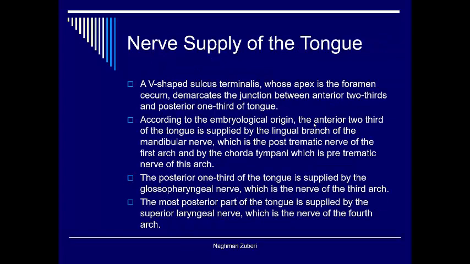Nerve supply of the tongue. A V-shaped sulcus terminalis, whose apex is at the foramen cecum, demarcates the anterior 2/3 and the posterior 1/3 of the tongue.